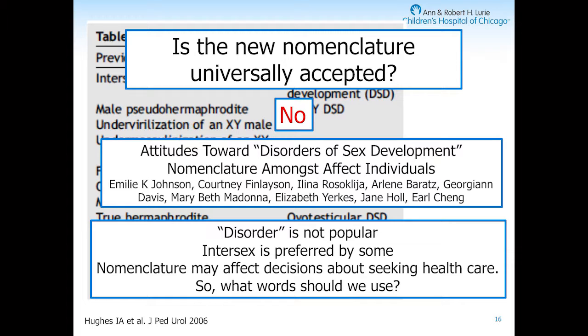And I don't think we have an answer yet, but I will tell you that one of my colleagues, Emily Johnson, is a urologist here at Lurie, and she has been doing a study called Attitudes Toward Disorders of Sex Development Nomenclature Amongst Affected Individuals. And for the first portion of this study, we've partnered with a support group called the Androgen Insensitivity DSD Support Group to survey their members about the current nomenclature. And we could talk about that all day, but I will tell you overall that so far disorder in any term is not popular. The term intersex is actually still preferred by some individuals, and nomenclature may affect people's decisions in seeking health care. So there are individuals who say, I will not go to a clinic that has disorder in the name. So these are things that we really have to think about as we try to provide good comprehensive care.